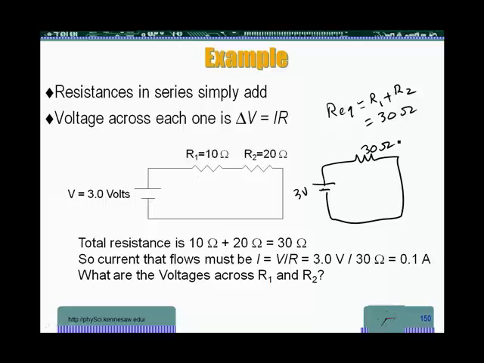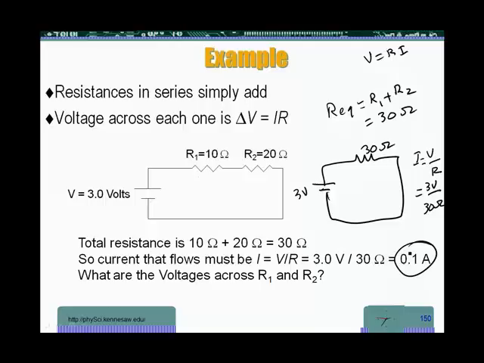Now, what's the current flowing in the circuit? So I have a 3 volt battery acting on a 30 ohm resistor. So the current is going to be, we are using Ohm's law, V is equal to Ri, and I'm solving for I. So I is equal to V over R, dividing both sides by R. In this case, it's going to be 3 volts over 30 ohm, which is 0.1 amps here.